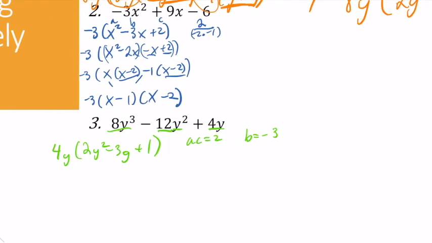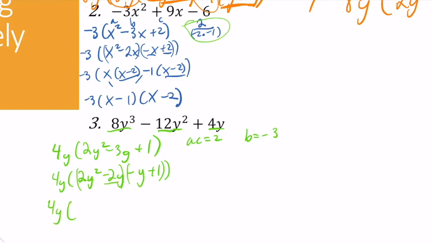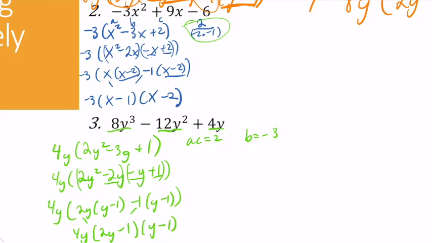And we've already done that, right? We found that it was negative 2 and negative 1. So I've got 4y times 2y squared minus 2y minus y plus 1. And then I can factor by grouping. I still have my 4y on the outside. The greatest common factor of 2y squared and 2y is 2y. The greatest common factor of negative y and 1 is, remember, we don't want a negative leading coefficient, so it's negative 1. I collect my greatest common factors, so I have 4y times 2y minus 1 times y minus 1. And that would be this example fully factored.